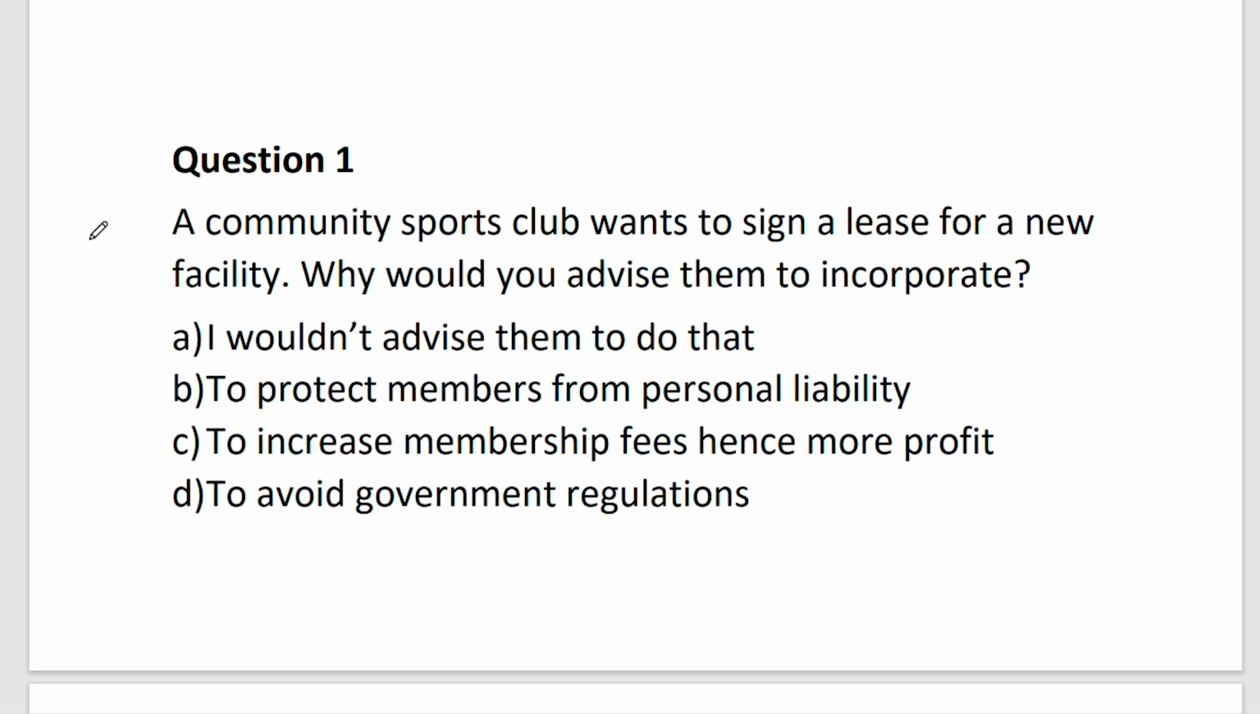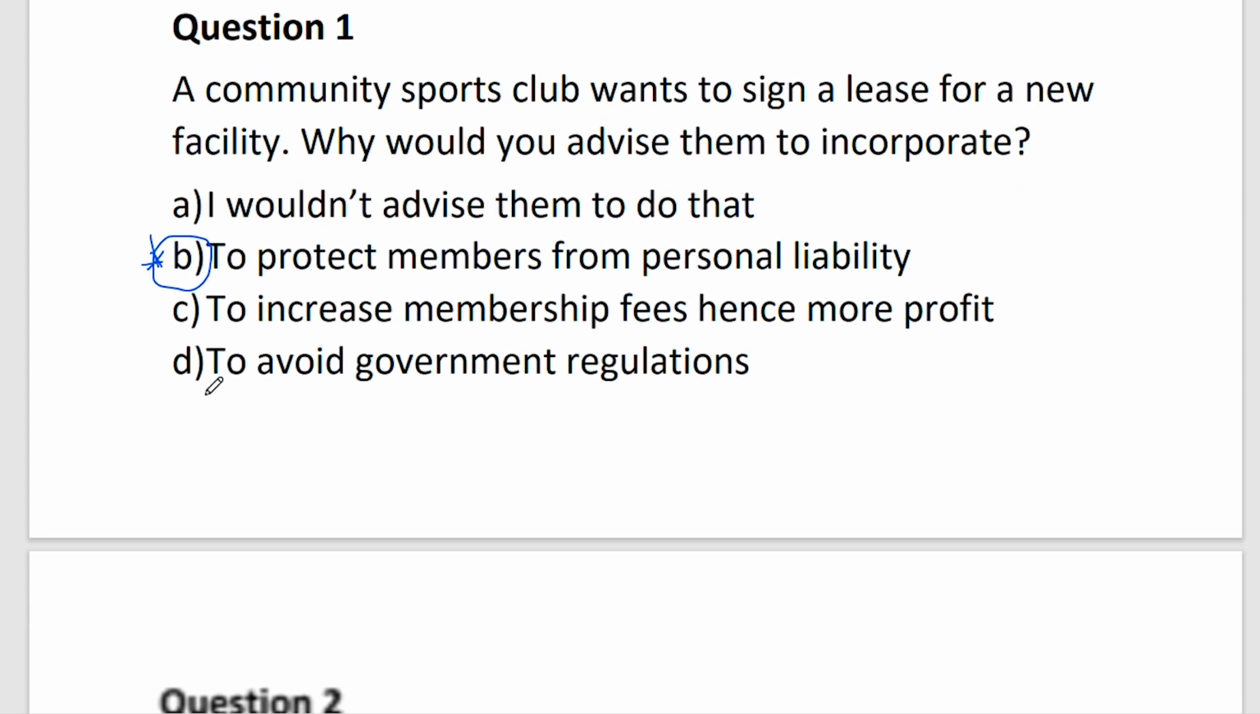Now you might say, A, nope, I wouldn't advise them to do that, just do what you've been doing. Or B, to protect members from personal liability. C, to increase membership fees, hence more profit, like incorporate and then you're going to charge people a lot of money. D, to avoid government regulations. Nah. The answer is actually the liability issue. That's the key thing with incorporation. You're always doing it because we are trying to minimize our liability, in this business sense.